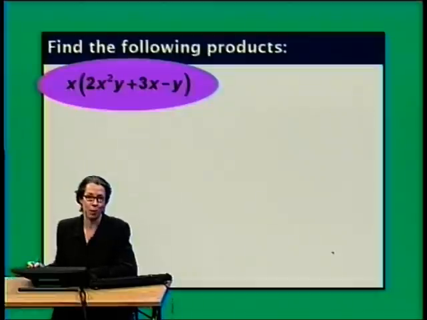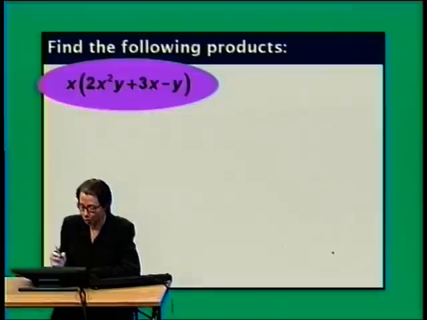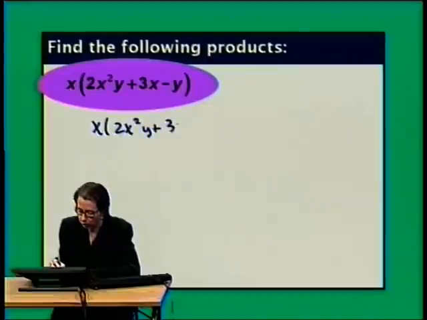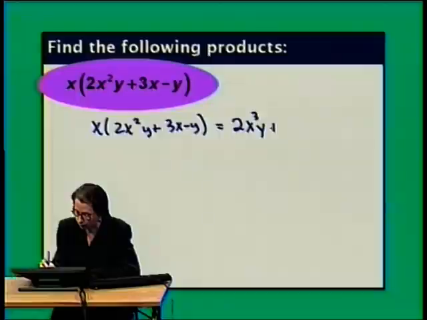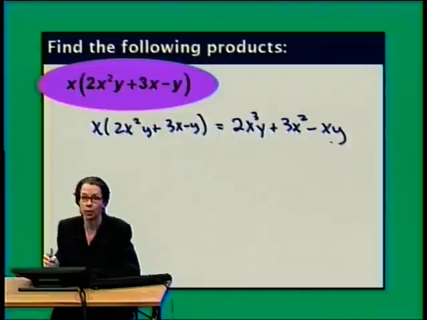So what did we do with polynomials? We multiplied them, divided them, added them, and subtracted them, and factored. So let's practice some of that. So here, to find this product, all I'm going to do is use the distributive property. So multiplying x to each term in that trinomial, I get 2x cubed y plus 3x squared minus xy.